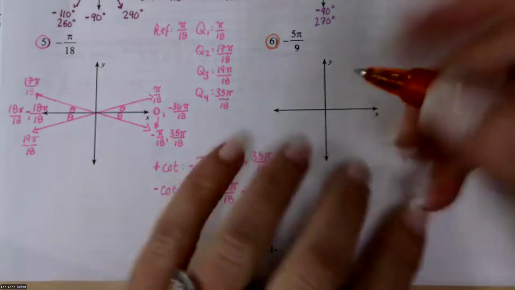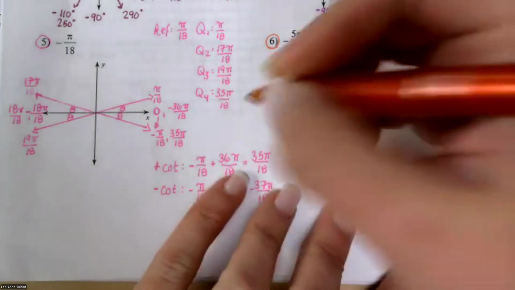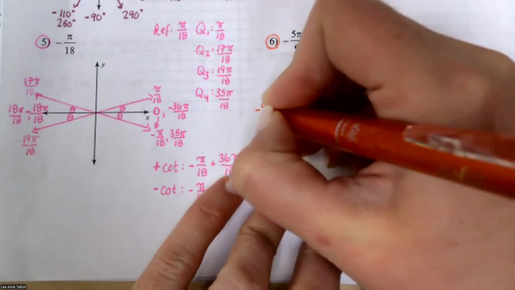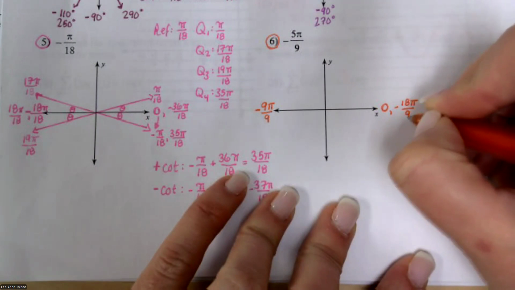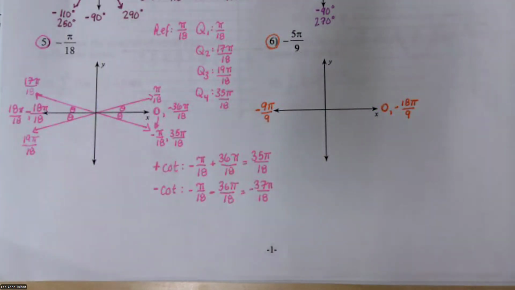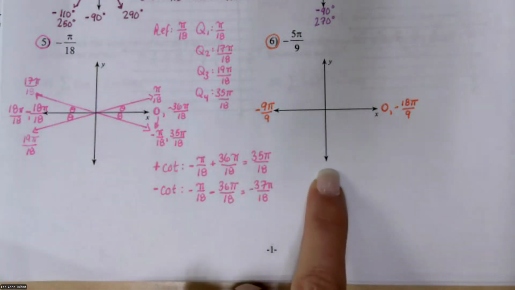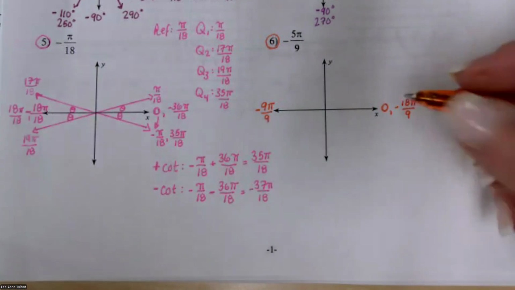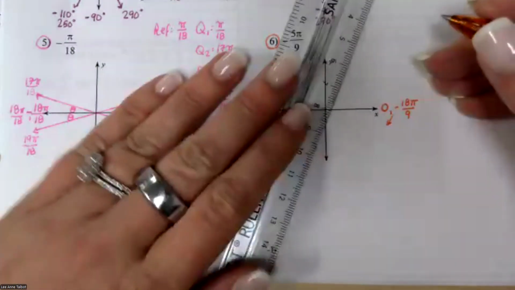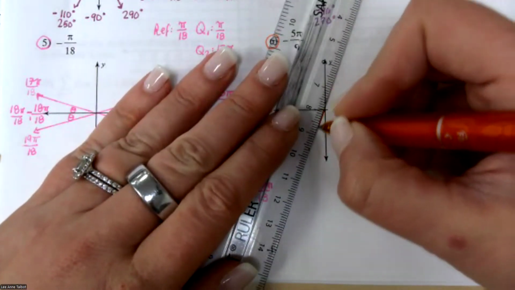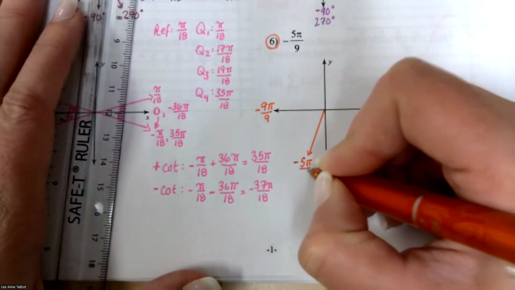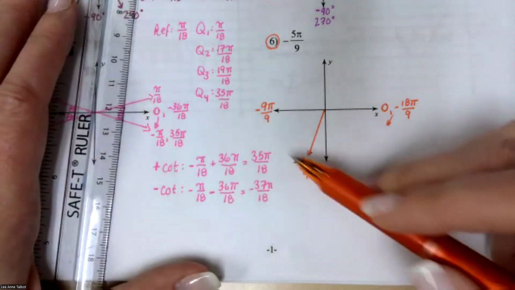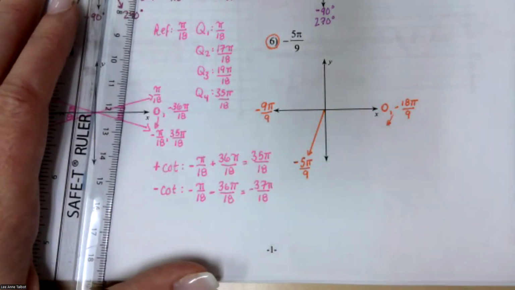Okay, so 0, -9 pi over 9, -18 pi over 9. So -5, if you want to think about this down here being -4.5, -5 would be like right here. Just a little closer to the 9 than the 0.